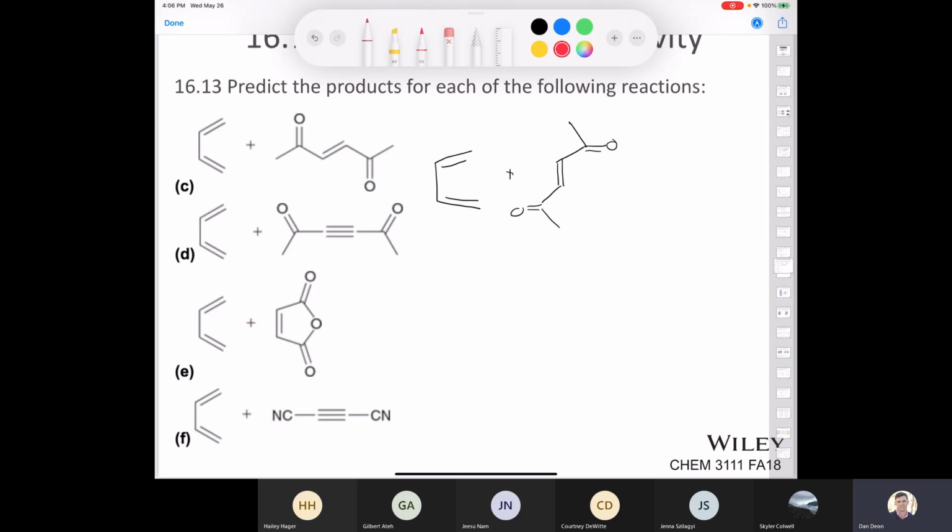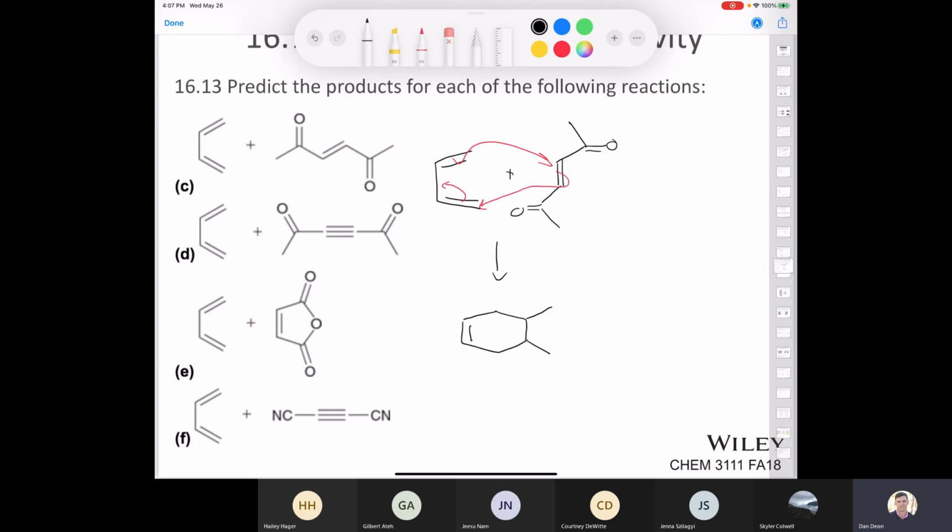I think we should draw the curved arrows. So we're going to form a sigma bond here. We're going to break this pi bond, and we're going to form a new sigma bond here. Then we're going to move that pi bond over there. And what's that going to give us? I don't have enough room here to draw everything, but we're going to end up with a 6-membered ring. Okay, that's going to look like this. We're going to have a pi bond here. Then we're going to have a bond coming up here and a bond here.